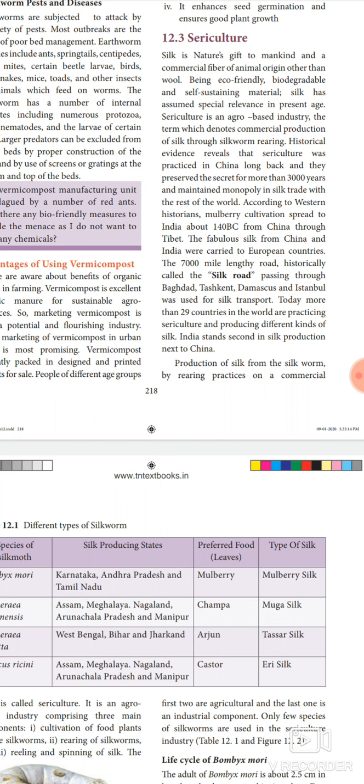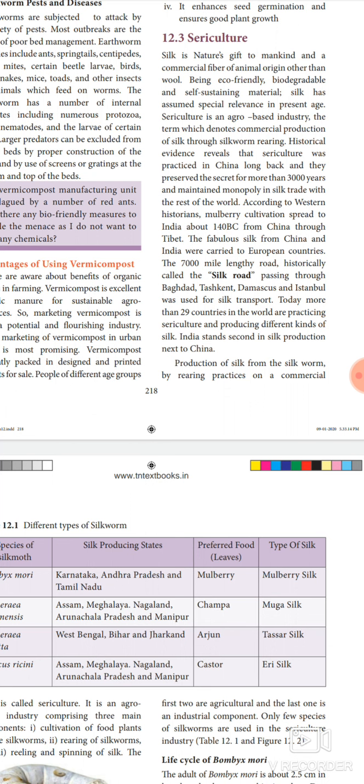Today more than 29 countries in the world are practicing sericulture and producing different kinds of silk. India stands second in silk production. Underline that. Next to China. China is first, then India is second. More than 3000 years back, only two countries cultivated silk, India and China. Now 29 countries in the world are practicing sericulture and producing different kinds of silk.